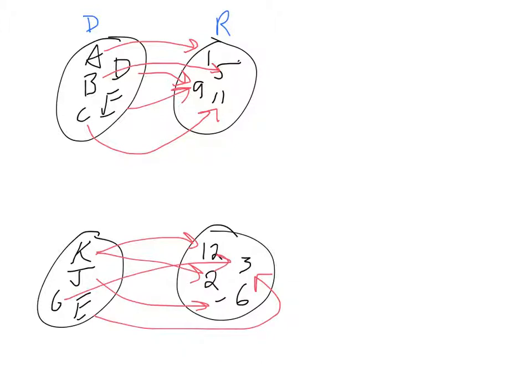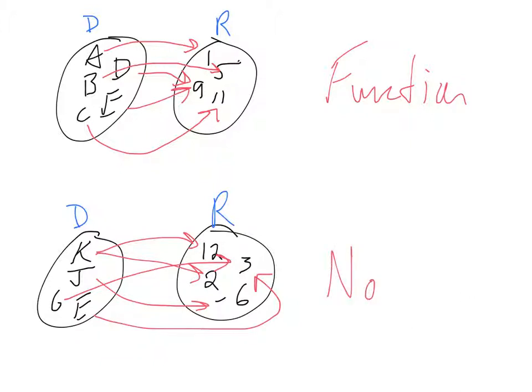All right, of these two here, which one is a function and which one is not? Exactly, the top one is a function. The bottom is not. It is a relation, of course, but it is not a function. Right, so that's basically what we're trying to get at with functions versus relations there.